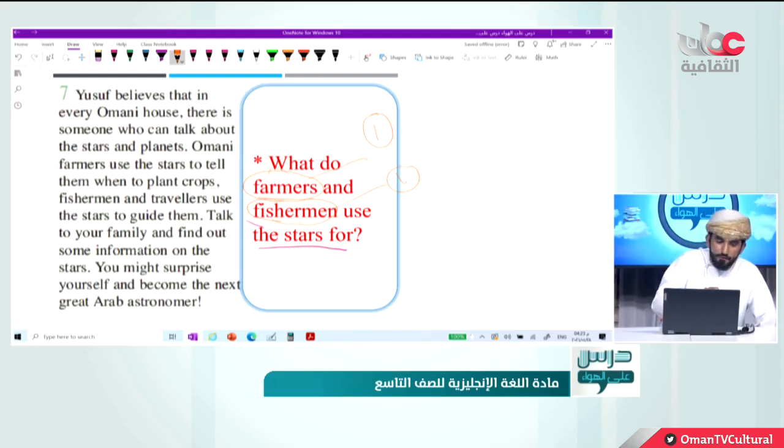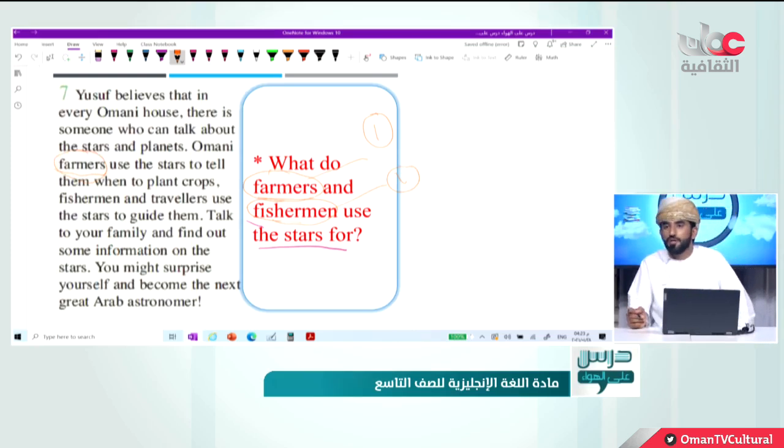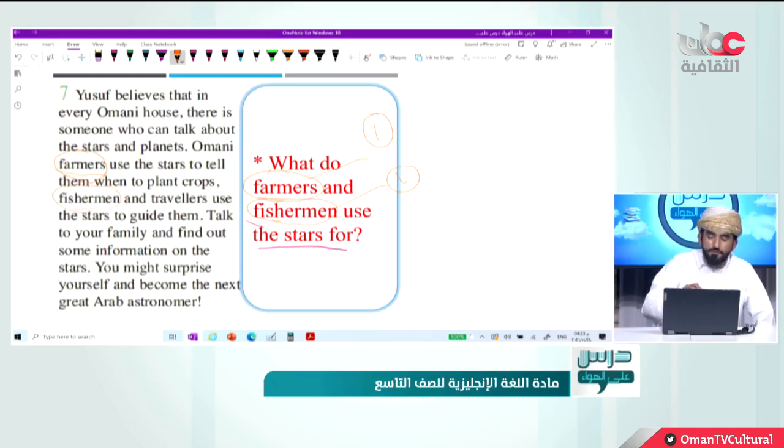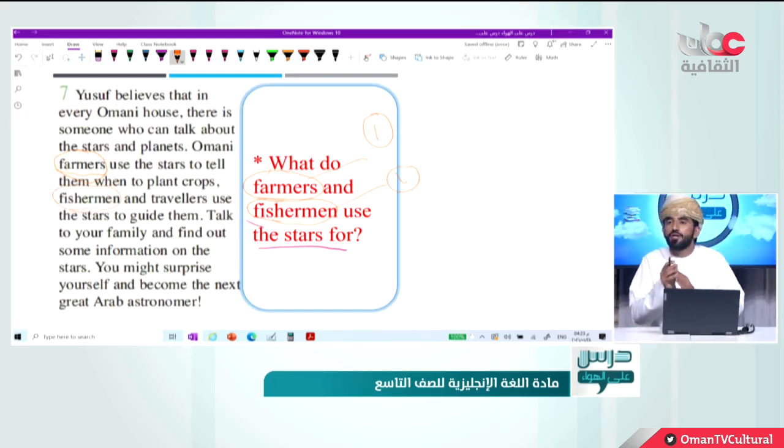Right. Now let's try to find these 2 words. Where are they? Farmers, teacher. In this line, 1, 2, 3, 4, 5. Farmers. Very good. Where is fishermen? This one, teacher. Fishermen. Very good. Now, look for the word used. You've got farmers and fishermen. The answers are in these 2 sentences. For sure, 100%. You don't have to dwell on it that much. You don't have to complicate yourself.